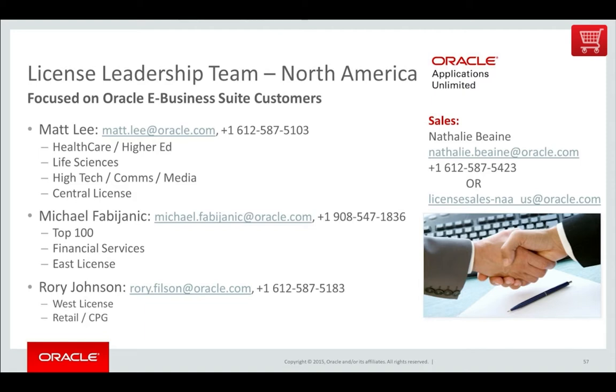Listed on the slide, you will see myself and my peers in the verticals and regions we each support. Matt Lee covers healthcare, higher ed, life sciences, high-tech, comms, media, and entertainment, as well as the central region that is not covered by any of the other verticals you will see listed on the slide. Then we have Michael Fabijanek. He covers top 100 financial services as well as the eastern region. And then myself, Rory Johnson. My team covers retail, CPG, and the western region. Please feel free to reach out to any one of us, and we would be happy to help.